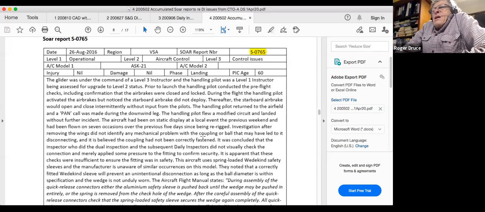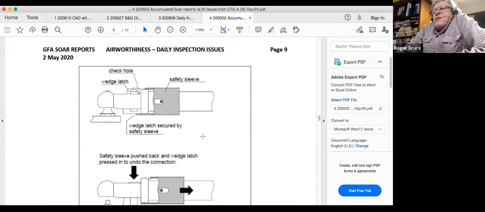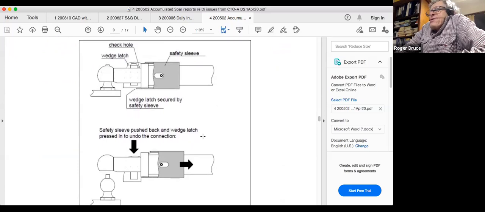VSA ASK 21. The air brake shut, noticed the starboard air brake did not deploy. Thereafter, starboard air brake would open and close intermittently without input, so there was a disconnection of control, failure to connect controls. And there's a special feature there called Wedigan sleeves. And maybe there's a picture on the next bit there, Dave, about Wedigan sleeves. And I think Wedigan sleeves are relevant to the LS4 in Geelong. Correct me if I'm wrong. But this is a scheme for ensuring that the Hotellier coupling, when it's properly engaged, won't inadvertently come adrift in flight.